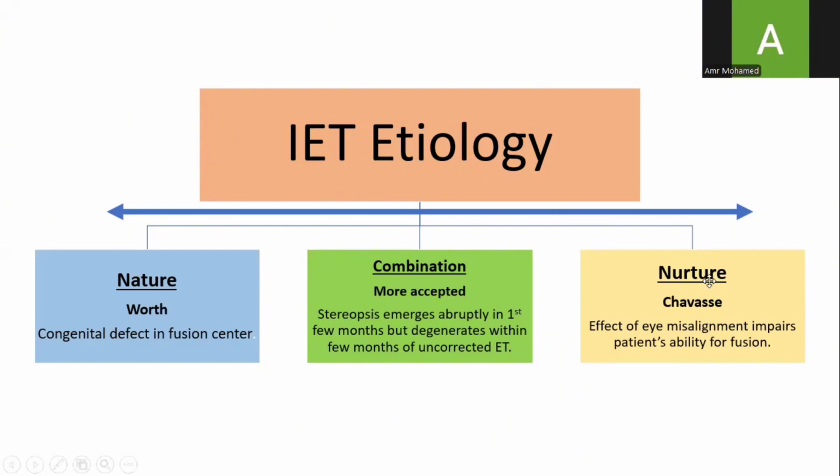On the other hand, we have the nurture theory by Chavez, who postulated that it is the effect of eye misalignment that impairs patients' ability for fusion with time. And we have the combination of both theories, and it's more accepted. It says stereopsis emerges abruptly in the first few months, but degenerates within a few months of uncorrected esotropia.